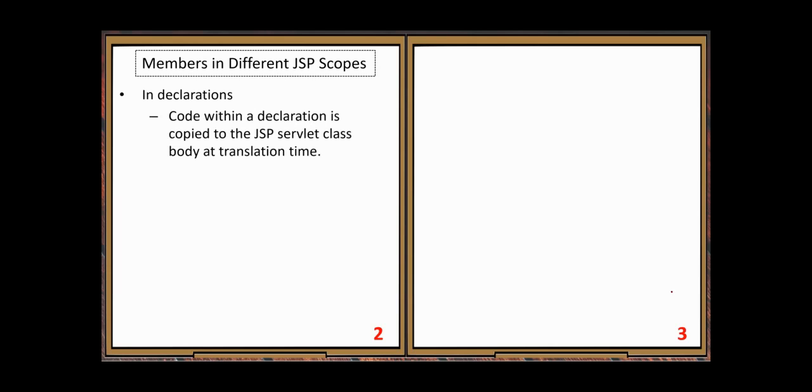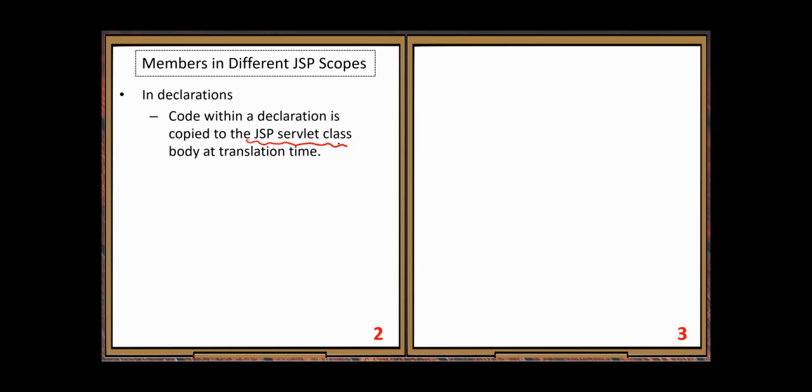Members in different JSP scopes. So let's discuss a little more. First, members inside declarations. We know all the members we define inside the declarations will be copied to the JSP servlet class, but outside the _jspService method. That part, we can never see.